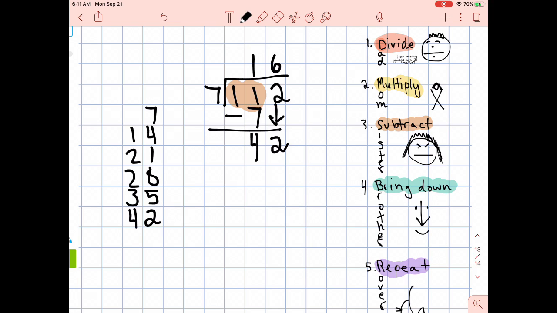All right, next up is multiply. 7 times 6 is 42. Now I subtract. 42 minus 42 is 0. And I would bring down, but there's nothing left to bring down, which means it is time to stop. So there's my answer, 16.